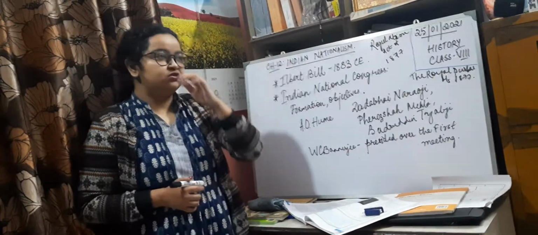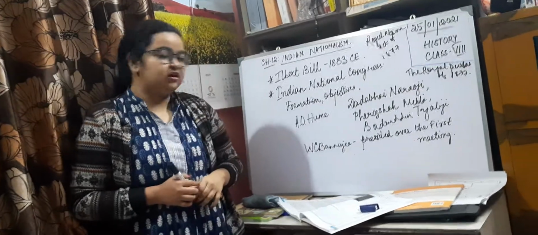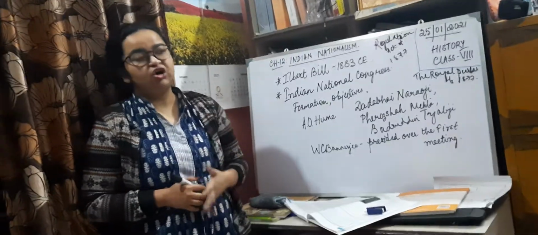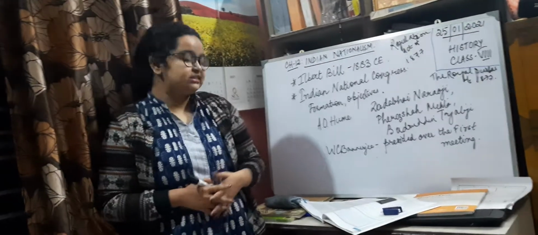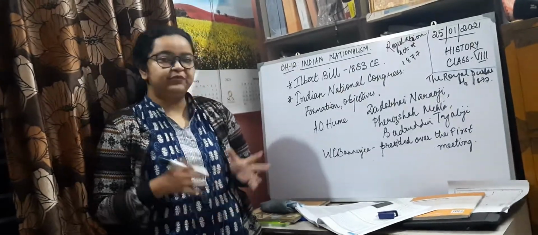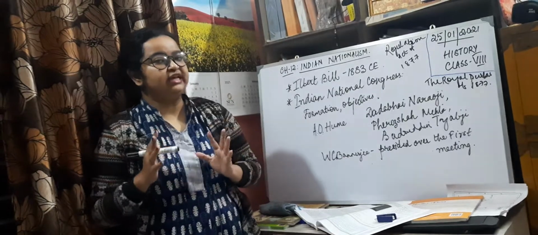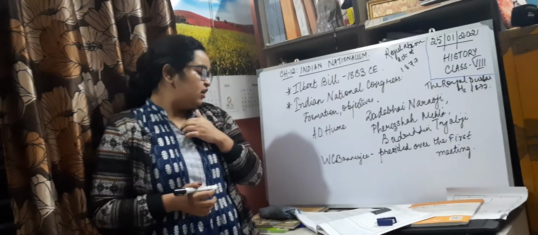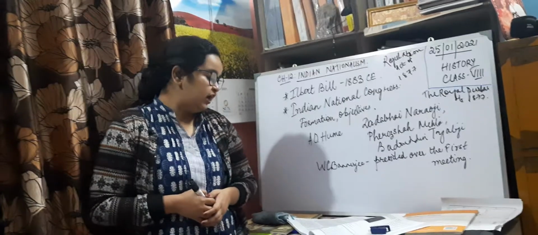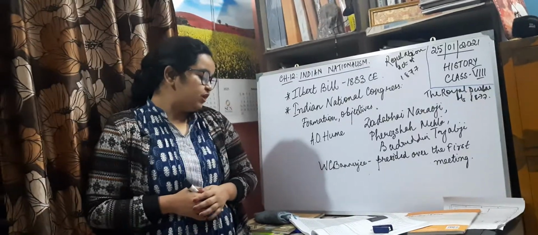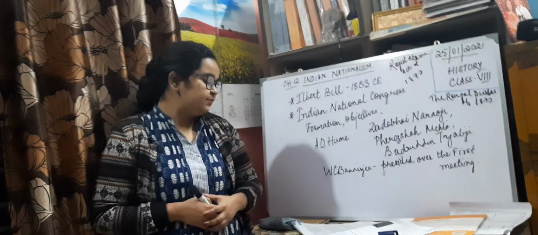Now, the Ilbert Bill controversy. The Ilbert Bill controversy is very important. After Lord Lytton, it was the era of Lord Ripon. He ruled from 1880 to 1884. During his reign, he wanted to ensure a few welfare schemes for the people of India, and so he wanted to address the grievances among the Indians also.